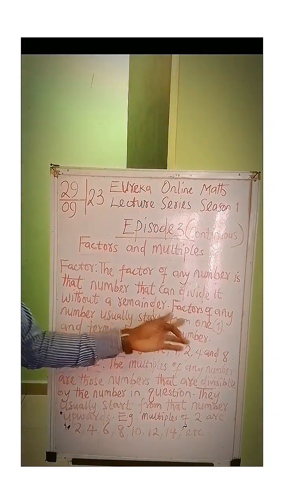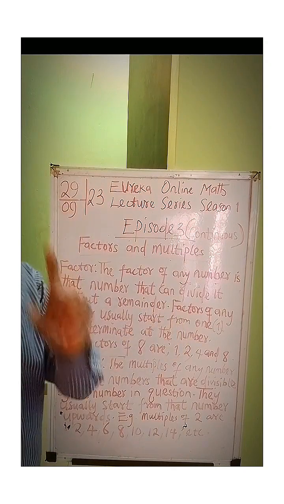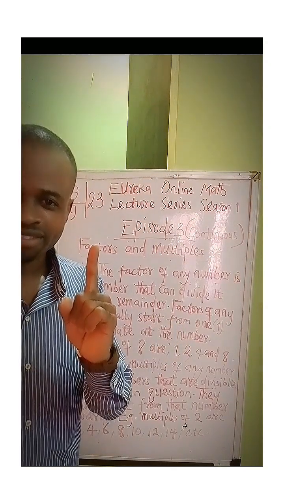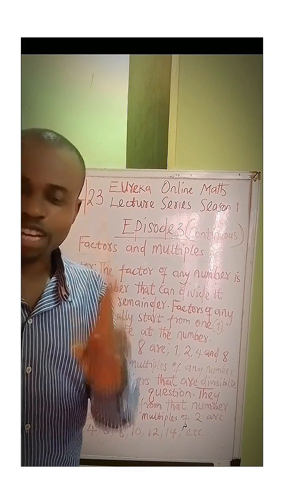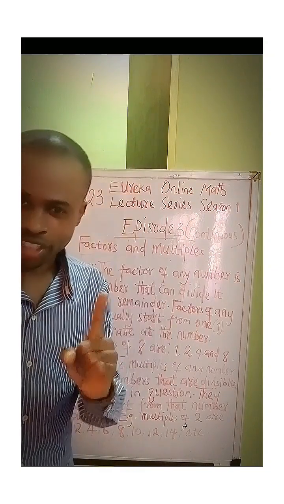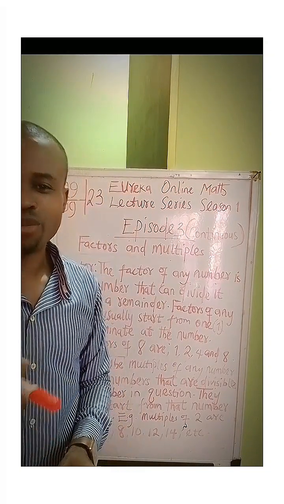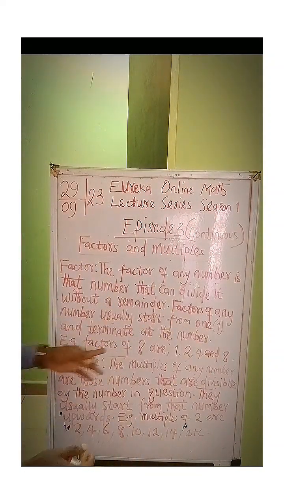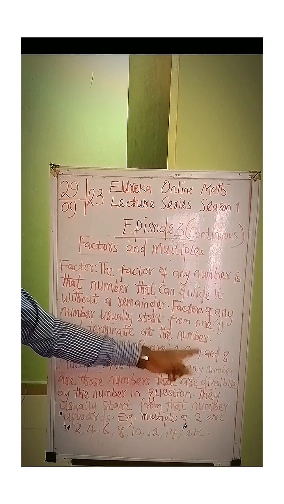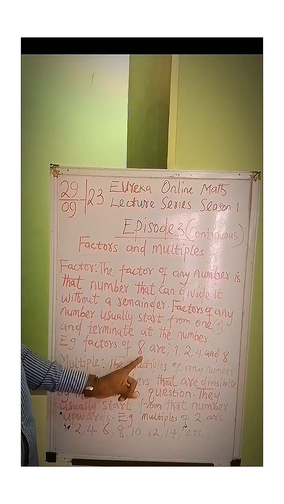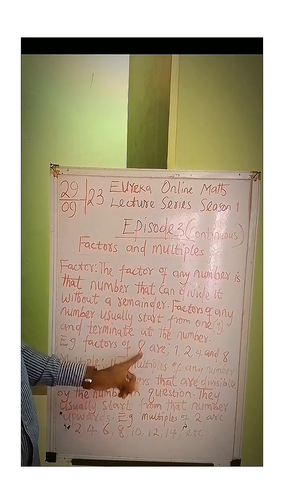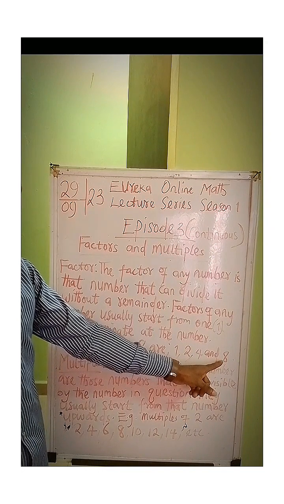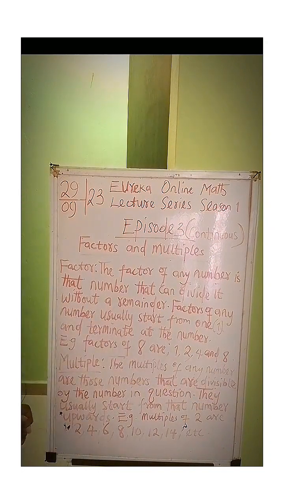That's what we are trying to tell us here. That the factor of any number starts from 1. The first factor of any number is 1. Then the last factor of any number is that number. So examples, factors of 8 are 1, 2, 4, and 8. You've seen it here. The first factor of 8 is 1. And the last factor of 8 is what? 8. So that is it for factors.